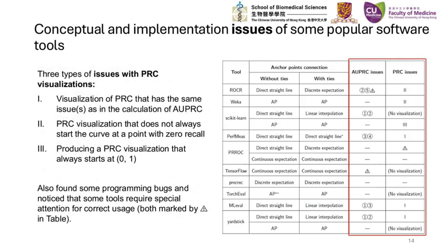There are also 3 key issues with PRC visualizations. First, some PRC plots display the same problems found in AUPRC calculations, leading to potential misinterpretations. Second, certain visualizations do not start the curve at zero recall, which can be misleading. Third, some PRC curves consistently begin at the point 0, 1, regardless of the data. Additionally, we identified programming bugs and observed that some tools require careful handling to ensure accurate results.